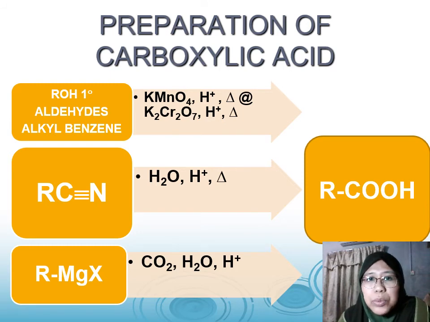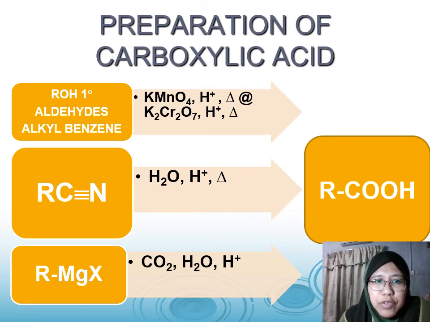Okay, now let's go through how we prepare carboxylic acid. We have learned all of this previously, so fill in your mind map. The first reaction would be the oxidation of primary alcohol, aldehydes, and alkylbenzene. The second reaction is the reaction of RCN, the cyano compound that we formed from haloalkane, with H2O, H plus, and heat. And the third reaction would be the reaction of Grignard reagent with carbon dioxide, H2O, and H plus. All three reactions produce carboxylic acids. Let's do the examples.